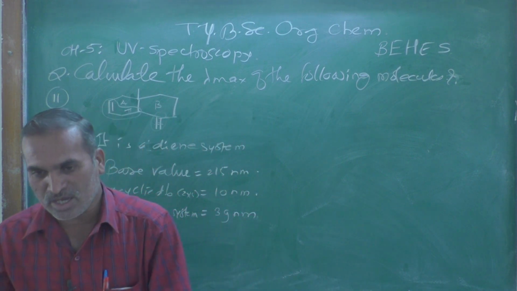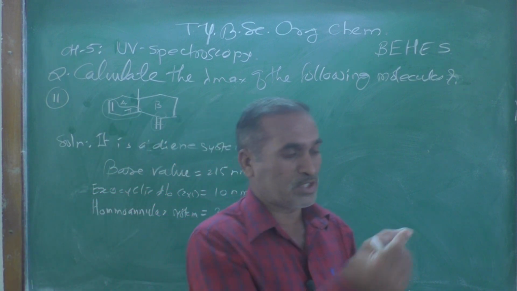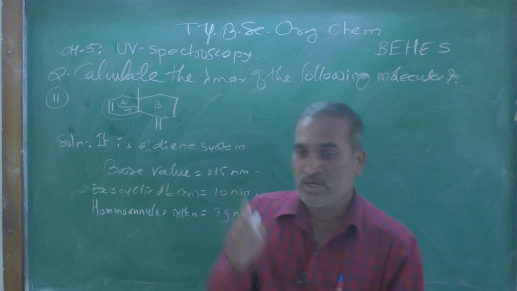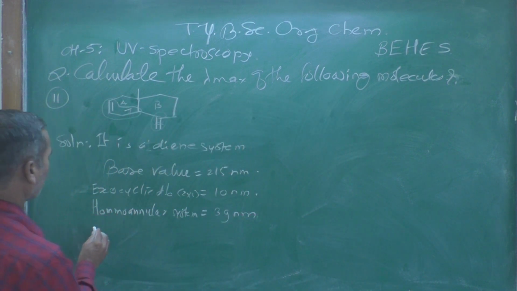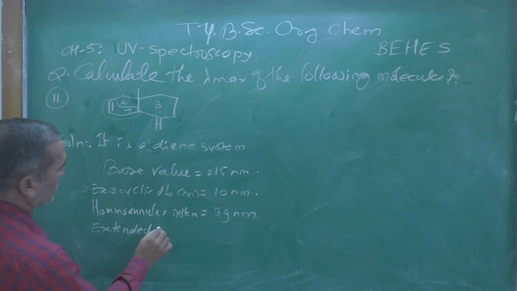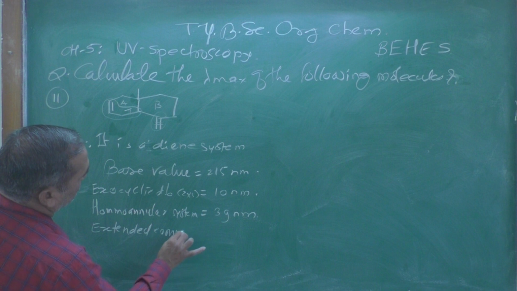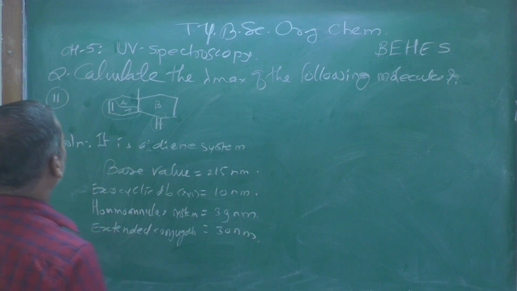If extended conjugation is there, we know the standard value. How much to add? You should add 30 nanometer in it. So here, extended conjugation, and you should add 30 nanometer in it.